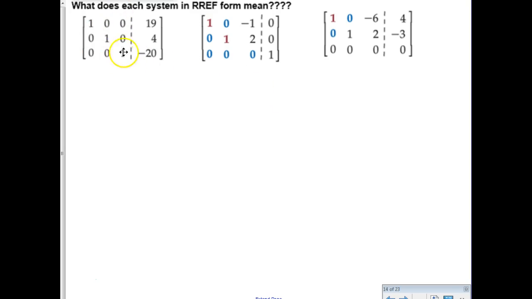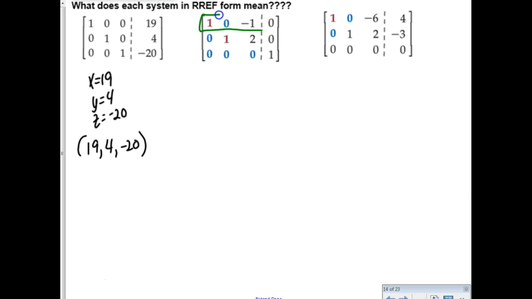So interpret this first one for me. It says x equals 19. Got it. And then this line says y equals 4. Got it. And then this line says z equals -20. So that is a unique solution where you would write it as an ordered triple, 19, 4, -20. That's what we just saw a couple examples of. Now let's interpret this one.